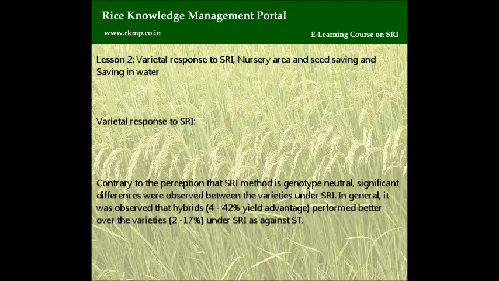Lesson 2. Varietal response to SRI, nursery area and seed saving and saving in water. Varietal response to SRI. Contrary to the perception that the SRI method is genotype neutral, significant differences were observed between the varieties under SRI. In general, it was observed that hybrids, with 4 to 42% yield advantage, performed better than the varieties, 2 to 17% under SRI as against ST.